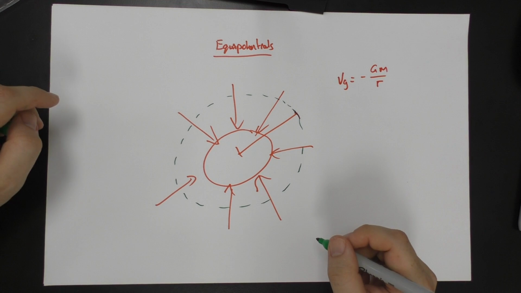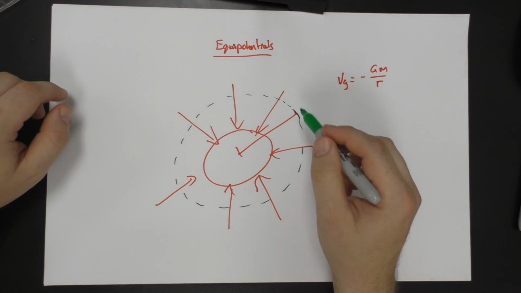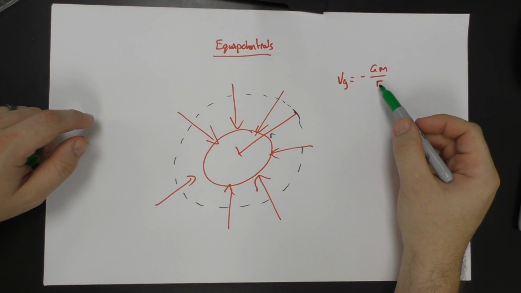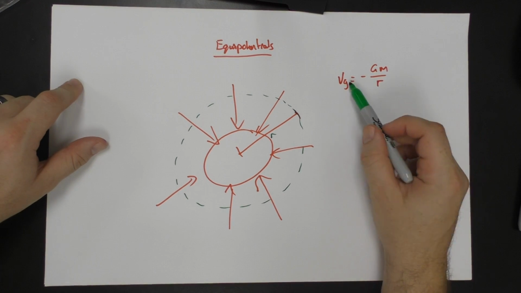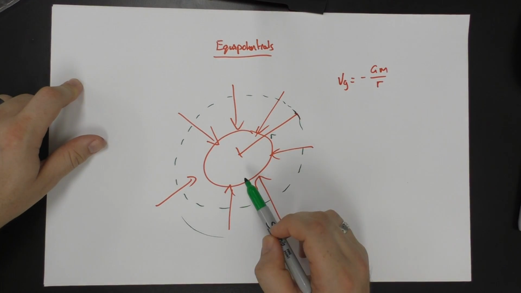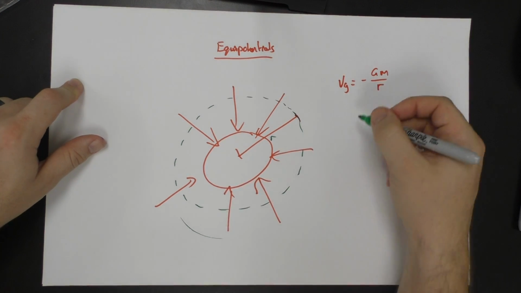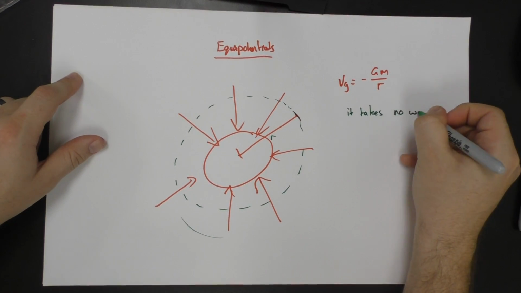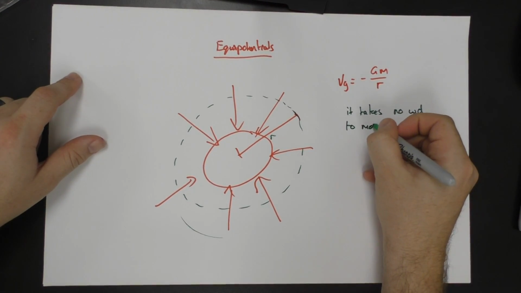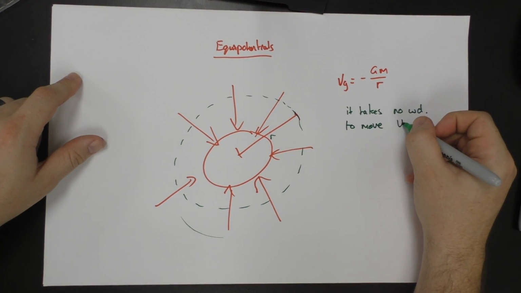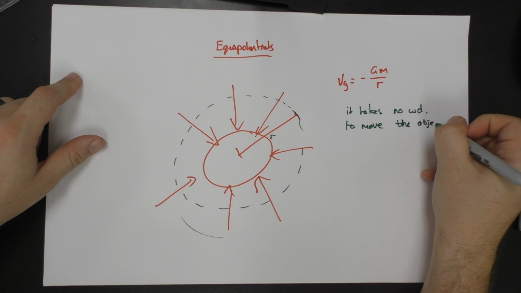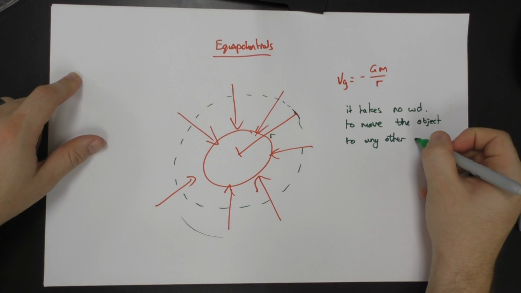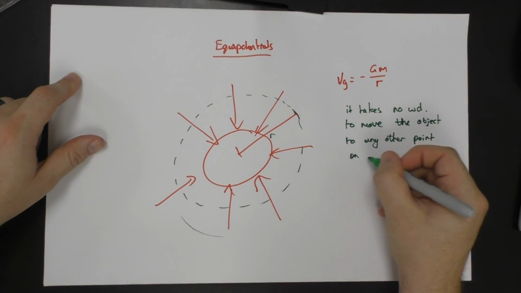Now, apologies for my poor drawing. That green line I've drawn there should all be at the same distance r. And the point of that is the fact that we're saying that the potential at any point on this circle is exactly the same. That means something very profound. It means it takes no work done to move the object to any other point on that line.